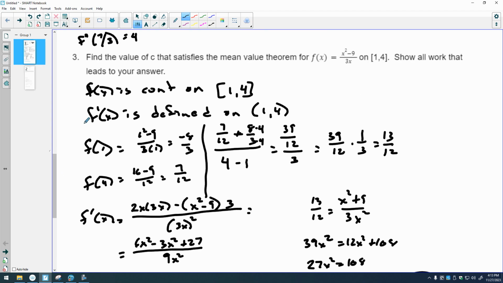Summarizing, state the fact that I can use the Mean Value Theorem. It is continuous on the closed interval. It is differentiable in the open interval. Now just work our way through. Find the two y values that go with those x values. Find the y2 minus y1 over x2 minus x1 stuff. Get my average rate of change. Find the derivative to find my instantaneous rate of change. Set them equal and solve.